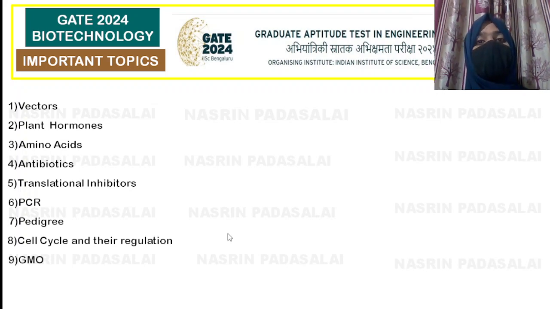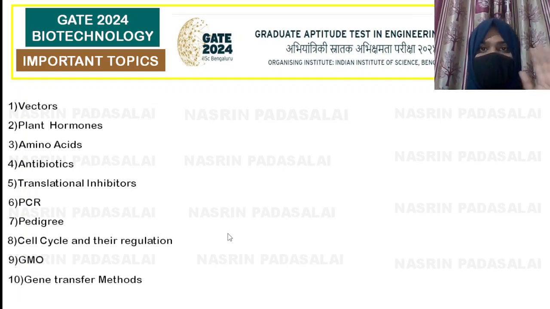Next is genetically modified plants and animals. Recently GM mustard was released in the environment. So just pay enough attention while studying genetically modified mustard: which institute has made it, what is the use, and which gene has been incorporated. Next is gene transfer methods, both in plants and animals.